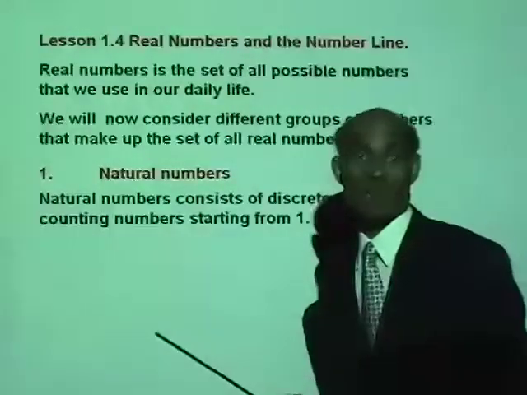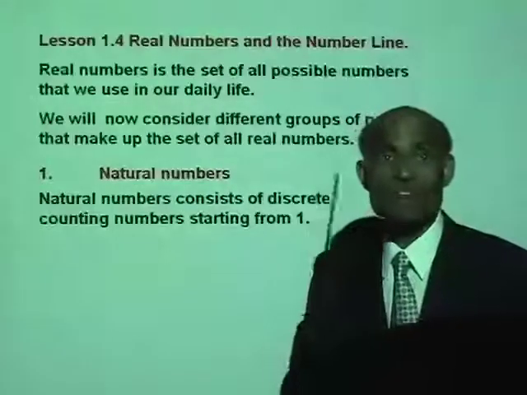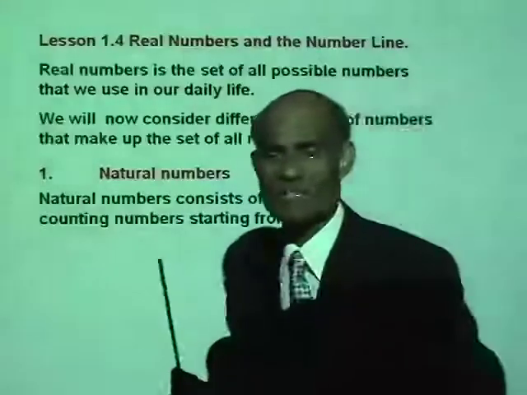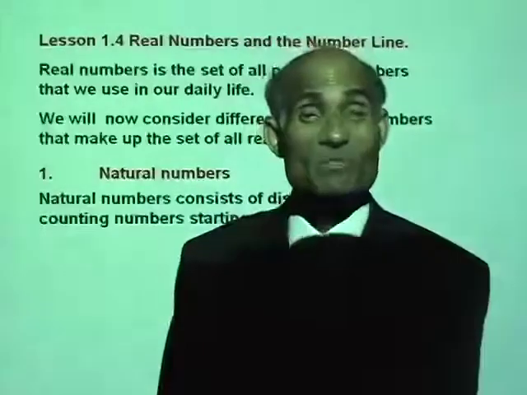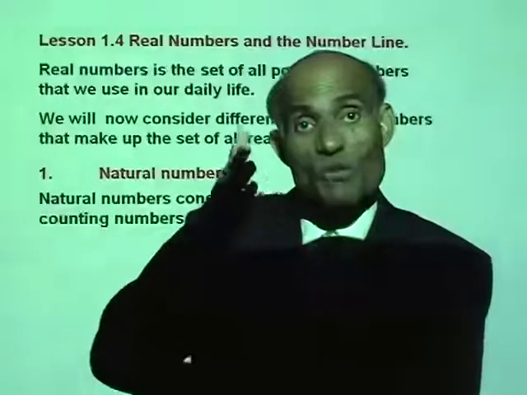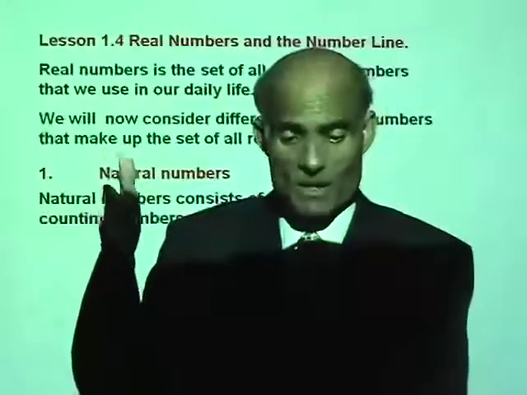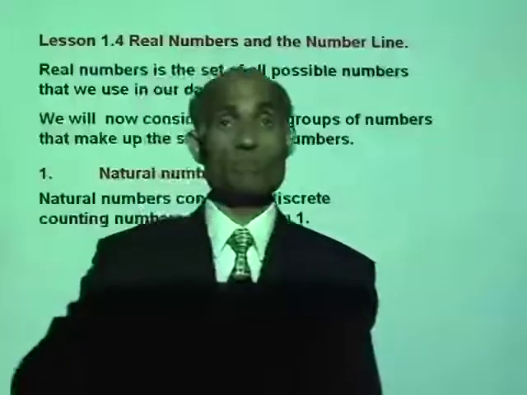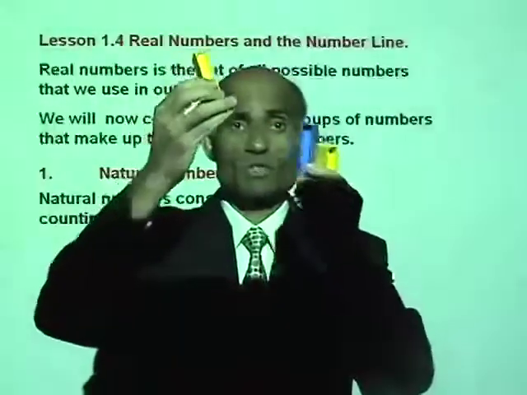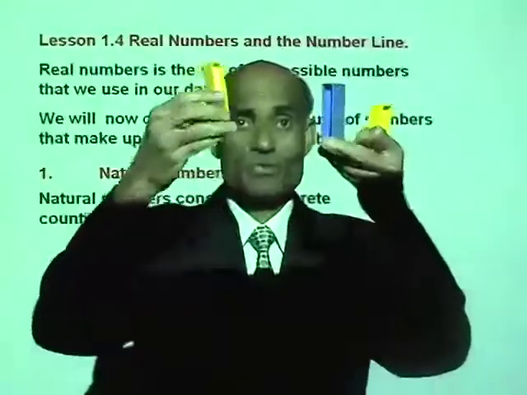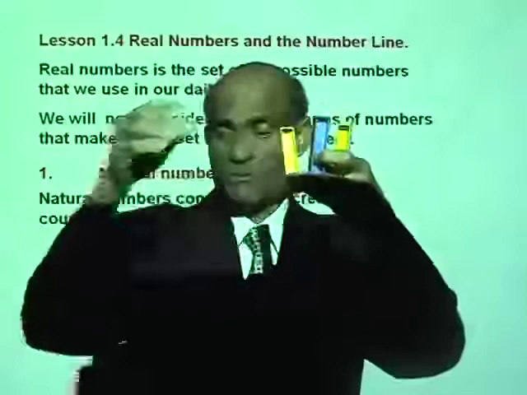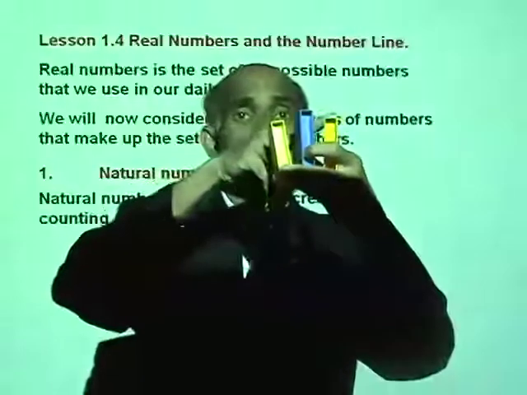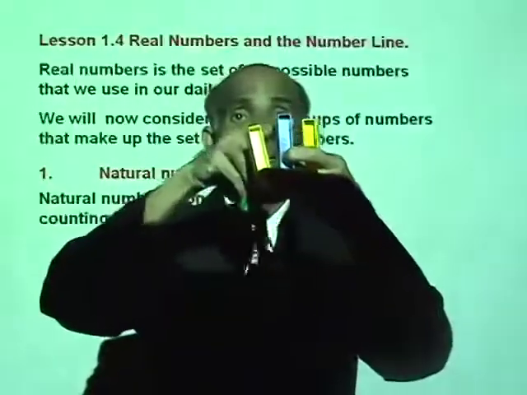Now look at the statement I have made. Natural numbers consist of discrete counting numbers. What is the meaning of discrete numbers? Discrete numbers means from one number you go directly to the next one. Now, when I use natural numbers or discrete numbers to count, look at this. 1, 2, 3. I have 3 blocks in my hand. Then 4. When I count, I go from 1 to 2. There is nothing in between.